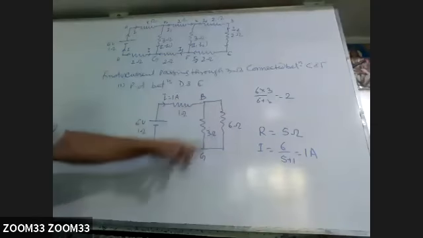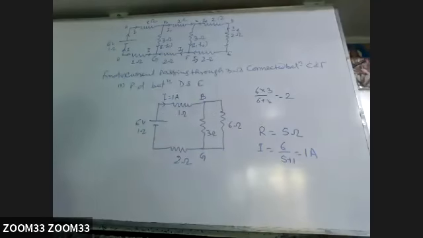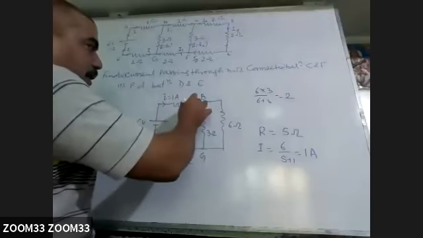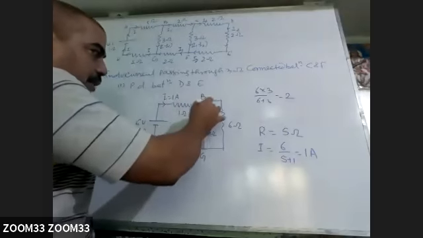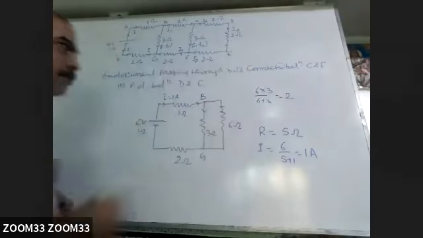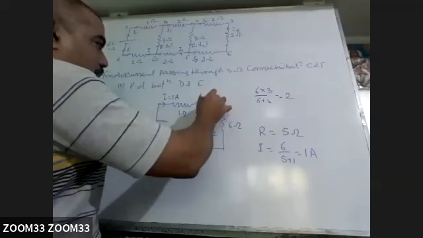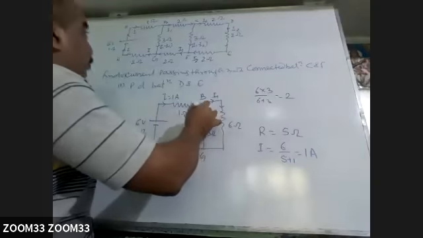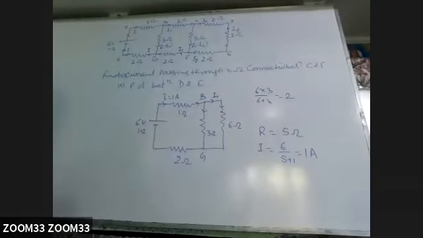Now here we will find how this current is divided. How do you divide it? Because 1 ampere current is coming up to here. After that, some current will go this way, some current will come this way. So what is the value of this I1, and what is the value of this I minus I1? How will you find it?